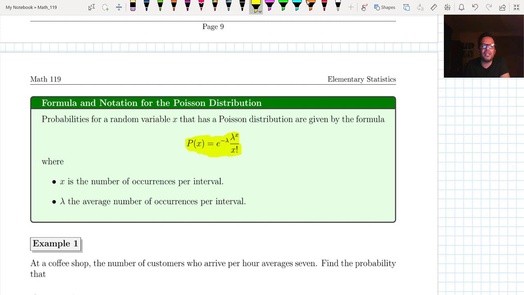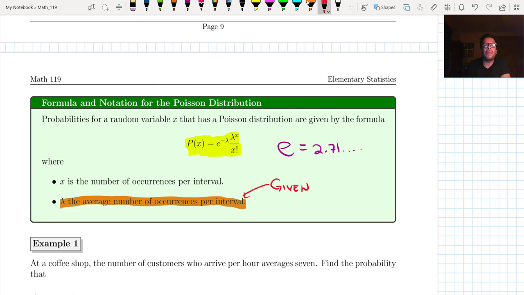Okay, it's a combination of factorials, where e is the number that we know from algebra, 2.71, and so on, right? That number. And these are the only two parameters that we need. Actually, the only piece of information that we are going to need is the average number of occurrences. That is always given. All we need to know in order to answer the question is the number of occurrences that we want to know.